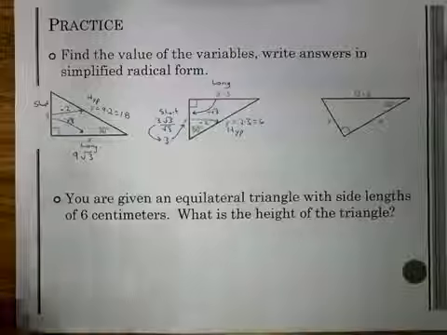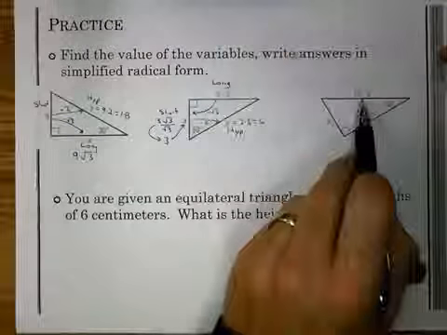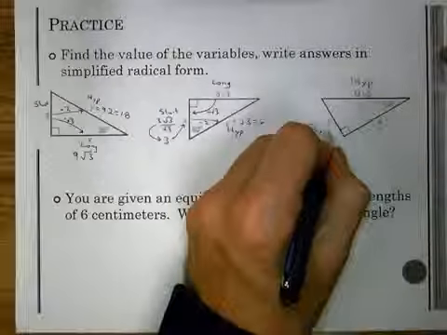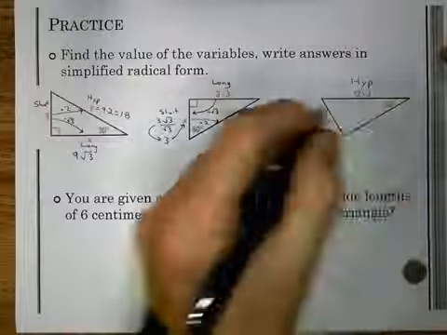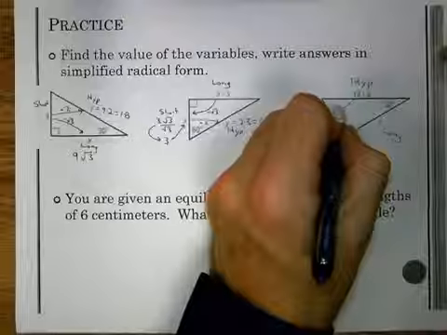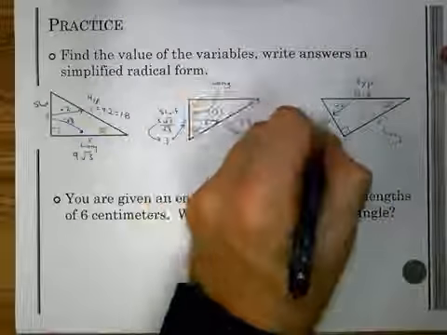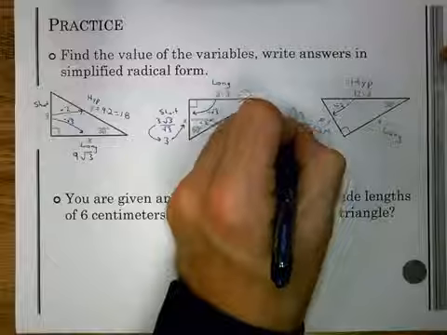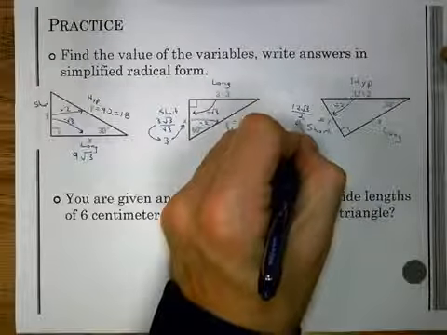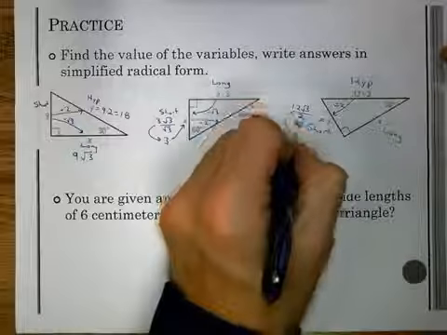Last set here, I'm going to start at the hypotenuse. I'm going to go to the shorter leg, and then finish at the longer leg. So from hypotenuse to shorter leg, we said earlier we have to divide by 2. So that's going to be 12 root 3 over 2, or 6 root 3. Let's fit it down here.